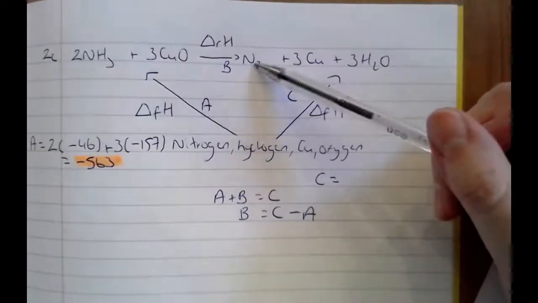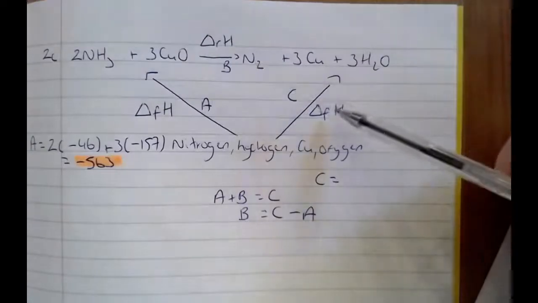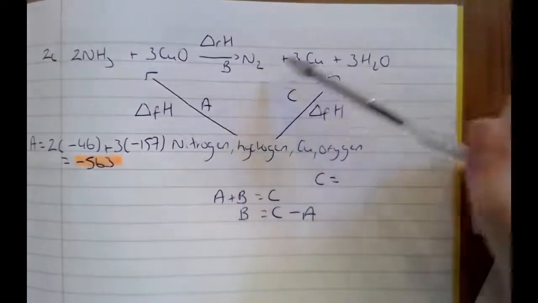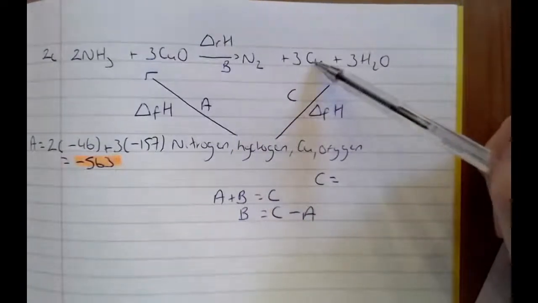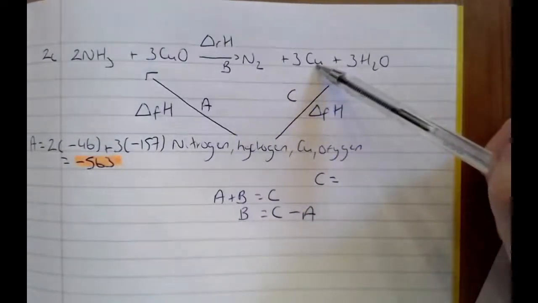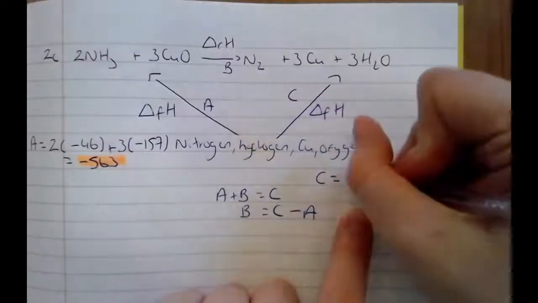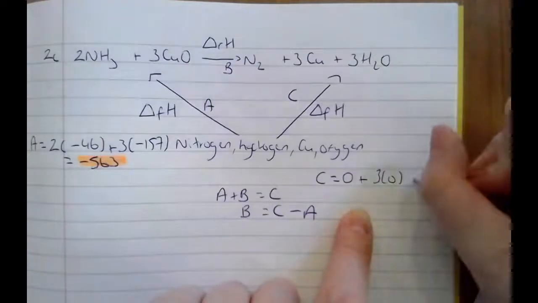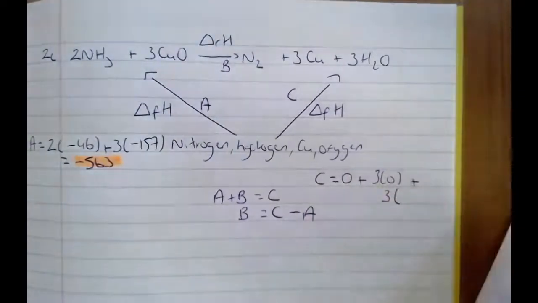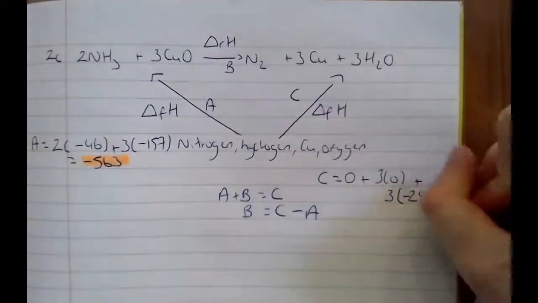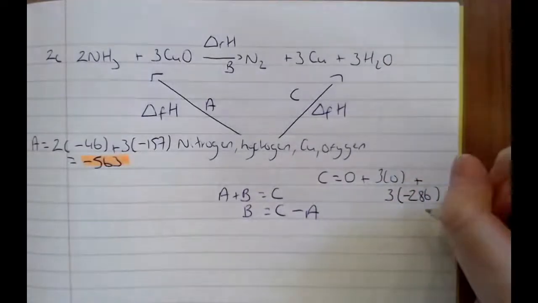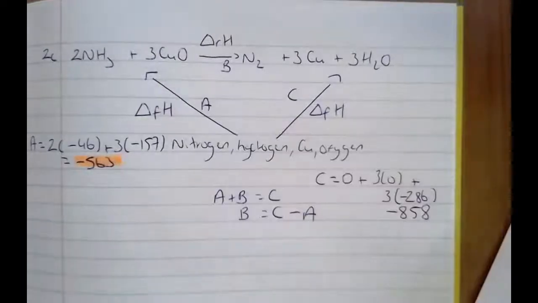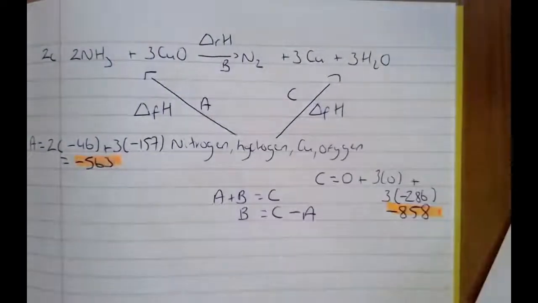So anytime you've got an element instead of a compound, you're not going to have a value for the delta HF. Okay, nitrogen is going to be 0. Similarly, copper is also going to be 0. It's an element, it's not a compound. It's not going to have a value. So I can leave out the nitrogen, or if you want, you could write 0, and you've got 3 times 0, which is just going to be 0. And then at the end, you've got 3 times H2O. H2O is a compound, so it does have a value, and you get 3 times minus 286. When you work that out, you get minus 858. So there is my value for C, minus 858.